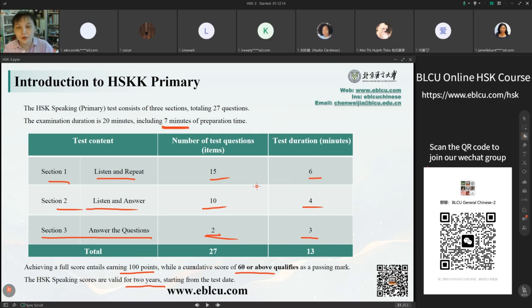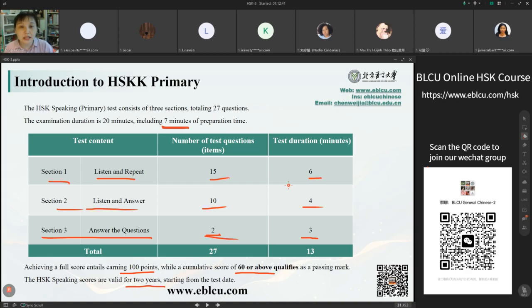Okay, so for the speaking test, because the time is limited, we don't have enough time to introduce each question. I don't have time to give you examples. But previously, I made another open class, I think last year, to introduce the HSKK, the whole HSKK 口语考试 speaking test.